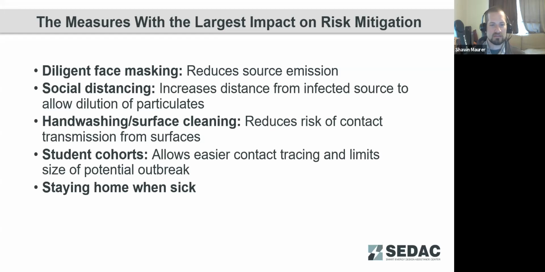Hand washing and surface cleaning is going to reduce your risk of contact transmission from surfaces. Forming student cohorts, groups that stick together throughout the day, allows for easier contact tracing. If someone is identified as being infectious and potentially transmitting the virus, you can isolate that particular group, let those students be in quarantine for a week or two until they have displayed that they either have no symptoms or that they've passed the virus and then can return back to the building. It just limits the size of the potential outbreak group. It also makes tracing contact between individuals easier, and encouraging people to stay home when they are sick.